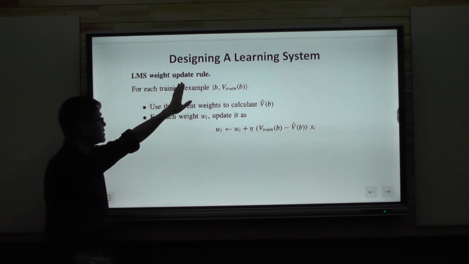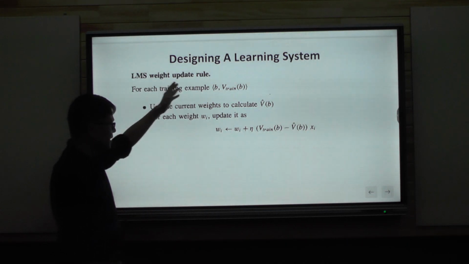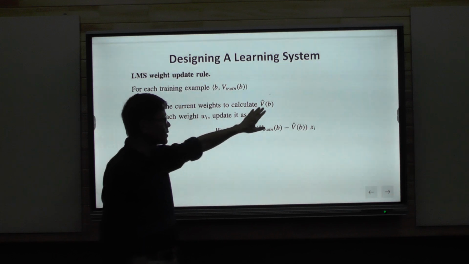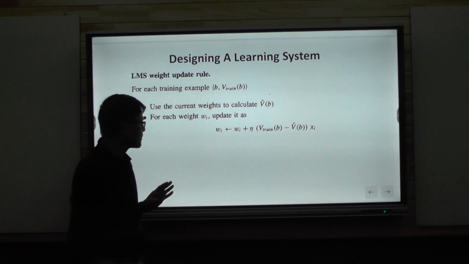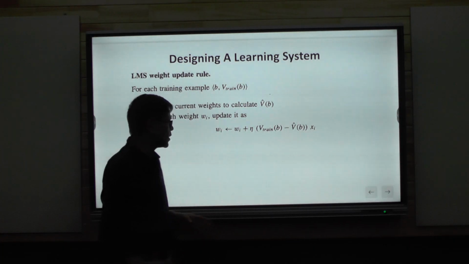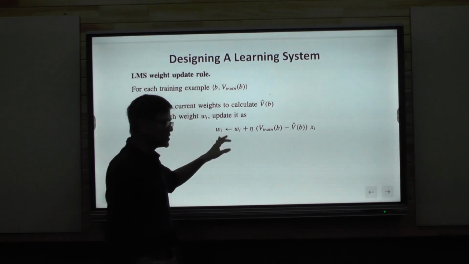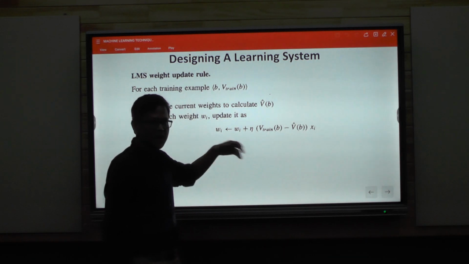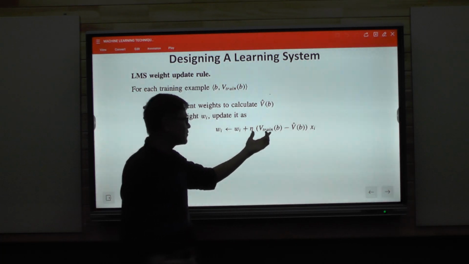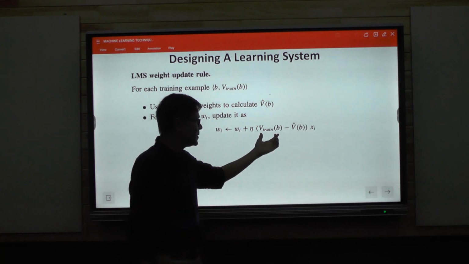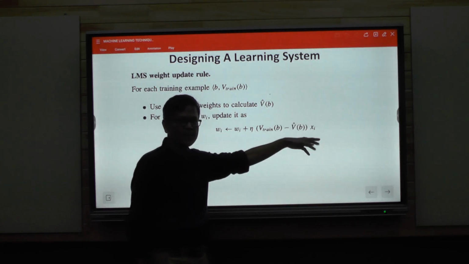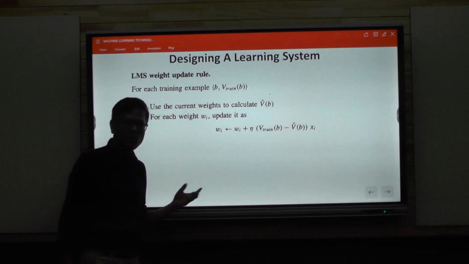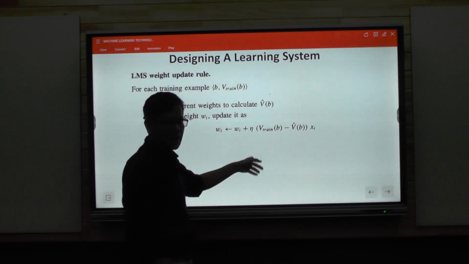For example, in the LMS weight update rule, for each training example b, V_train(b), use the current weights to calculate V-hat(b). And for each weight wi, you adjust the weight with this equation: the new weight is the current weight plus eta, which stands for the learning rate, multiplied by the difference V_train(b) minus V-hat(b), multiplied by xi. This is how you will adjust the weight.